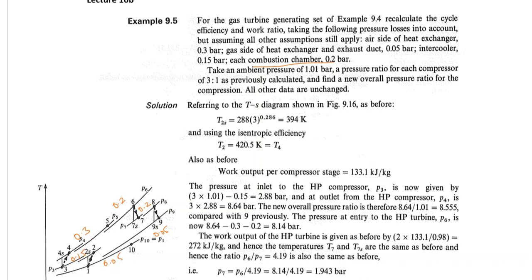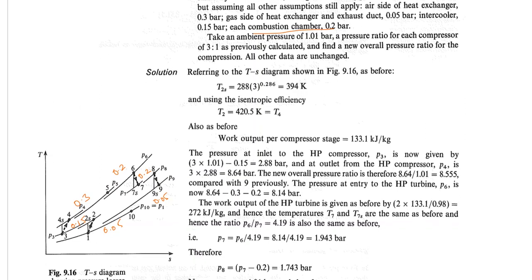The ambient pressure at state 1 is taken as 1.01. The temperature was 15 degrees centigrade. Remember, the turbine inlet condition was 650 degrees centigrade. The compression ratio is 3:1, and we have to recalculate the other data. Many values would definitely change, but a few would be unchanged, like the inlet condition and the compression at the first stage.